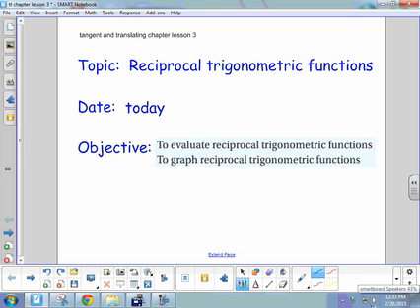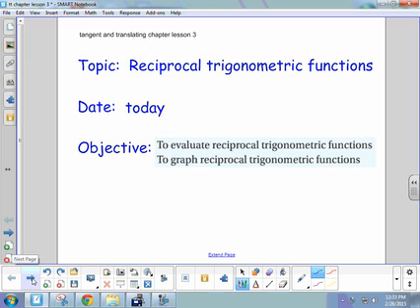Alright, today we are still on the tangent, translating, and reciprocal unit. We are doing lesson 3, which is the reciprocal trigonometric functions. Today's objective is to evaluate reciprocal trigonometric functions and to graph some reciprocal trigonometric functions.